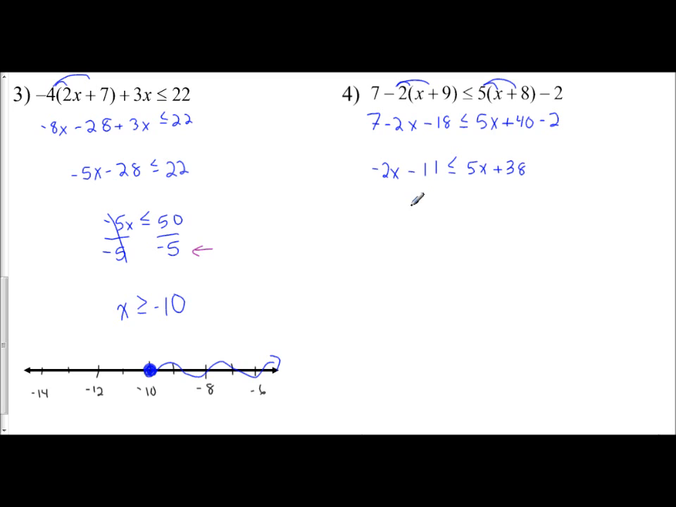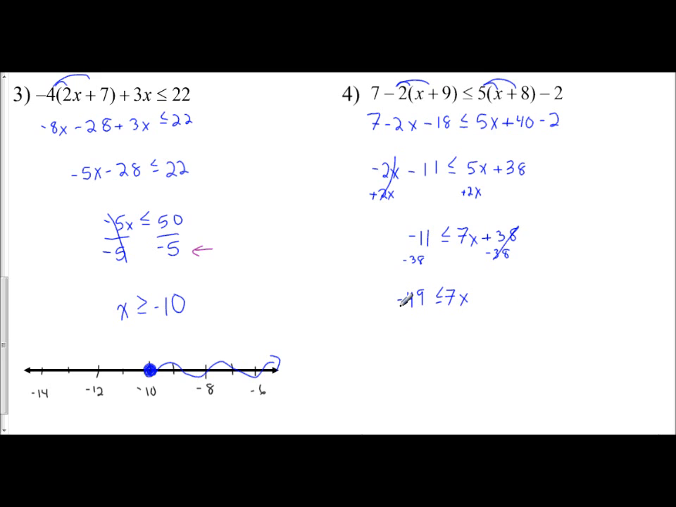And now let's solve. Now what I'm going to do is I'm going to move the negative 2x to the right side. I'm going to do that by adding 2x. And so I get negative 11 is less than or equal to 7x plus 38. I then would subtract 38 from both sides and get negative 49 is less than or equal to 7x.